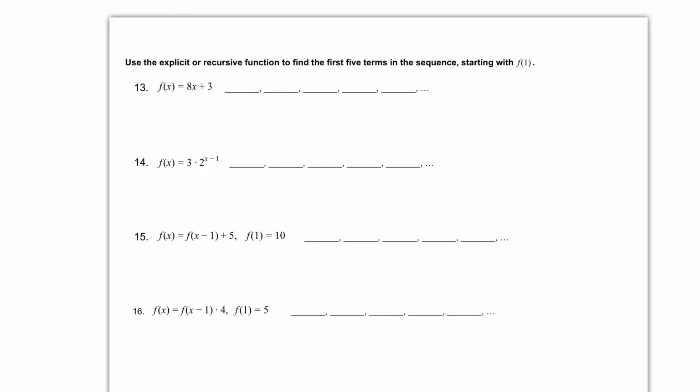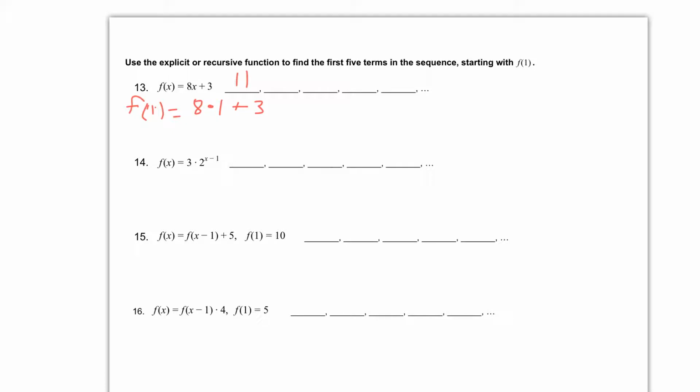We can look at this as an explicit formula because we can find any term by just plugging in the number for x. So let's start with f of 1. f of 1 is going to be equal to 8 times 1 plus 3. What we did is we plugged in the 1 for the first term in for that x. So 8 times 1 plus 3 will give us our first term of 11.